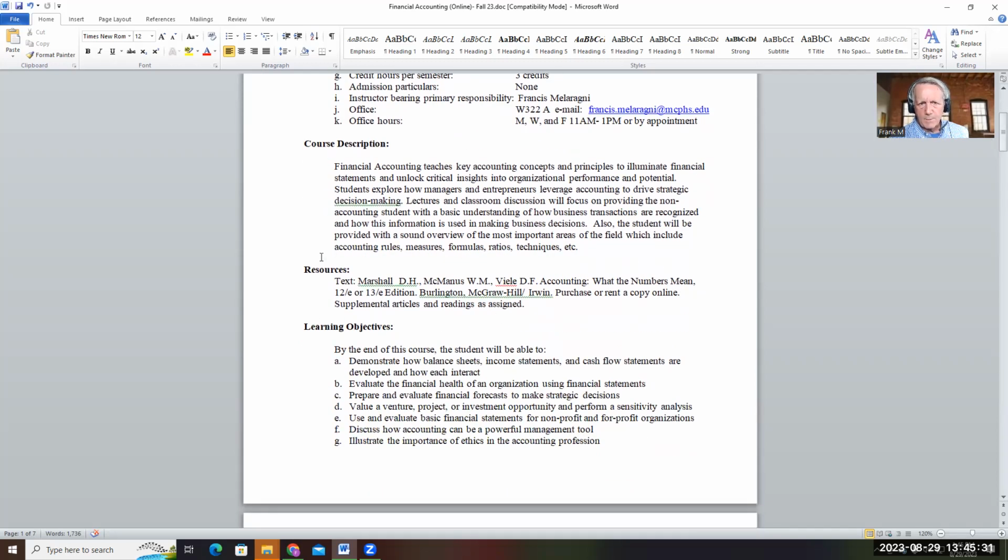The textbook, here's the good news. You don't have to buy the textbook. I've found a PDF version, and I'll show you where it is on the Blackboard. You can refer back to that. You don't have to make the purchase.